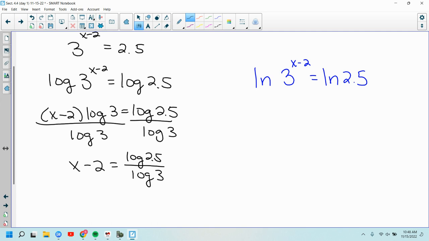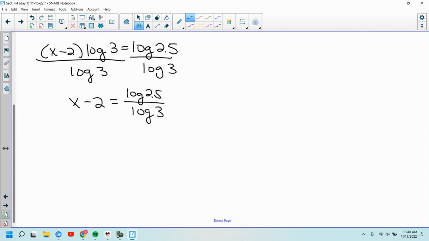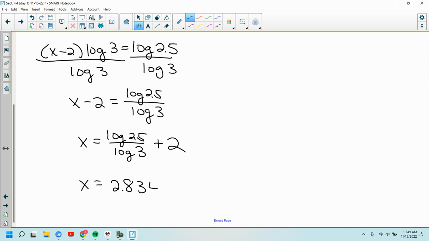Final thing to do is just add what to both sides? 2. All right, use your calculator, see what you come up with. So I get x equals log of 2.5 over log of 3 plus 2. Nearest 3 decimal places. Thousandths. Evan, what you got? 2.834. Agree? All right. One more.